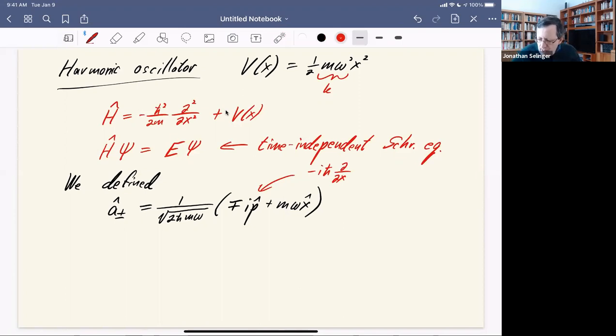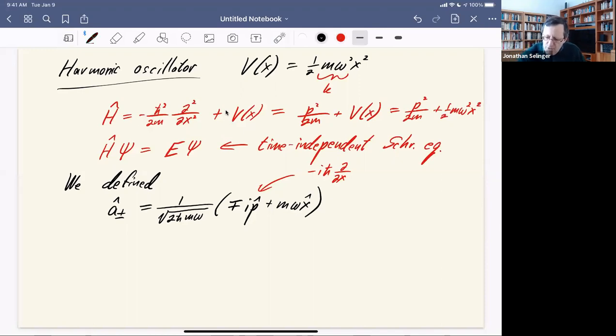Okay, so up here in the Hamiltonian, this is p squared over 2m plus V of x, right? Or it's p squared over 2m plus 1/2 m omega squared x squared. Okay, so now that we've got these nice operators, what can we do with them? Let me show you.